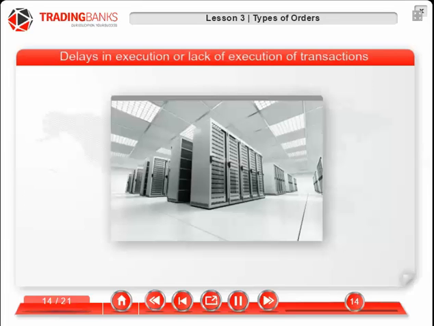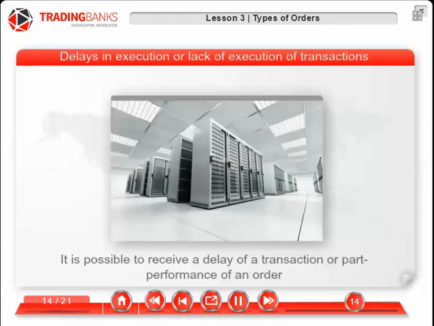If you thought that the interbank system was perfect, think again. The interbank systems can also present a requote message. Bank systems can also experience rejection of transactions or partial execution of an order.